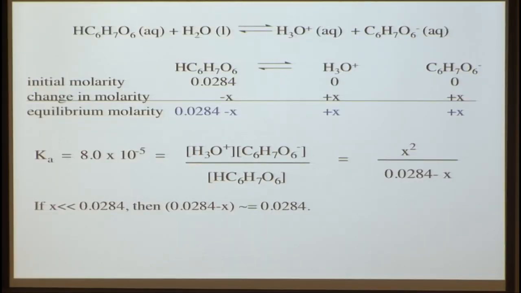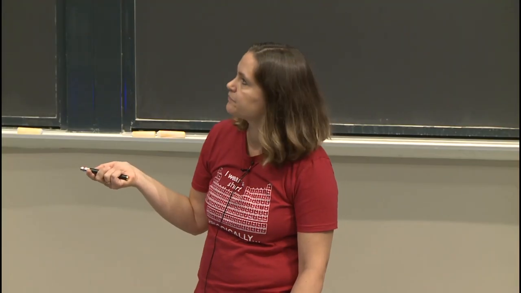Now, if you want to, with these problems, you can make an assumption that x is going to be small, and then not have to use the quadratic equation, but you do need to check your assumption. But I'll show you how to do it with an assumption. So we're going to assume x is small, and this value, the x, will drop out. So we can rewrite this expression as x squared over just the concentration we started with. And then we can solve for x.